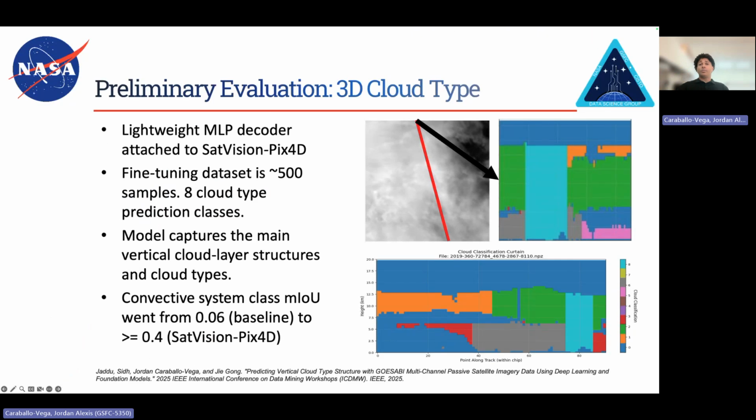The second task was, instead of just reconstructing where the cloud is going to be, reconstruct where the cloud is going to be, but also give me the type. So we have eight different cloud types that we can then use. And the interesting fact is, just by using 500 labels, we were able to match the performance that we had with baseline models. And then as we give it additional labels, we were able to surpass some of the performance, going from 0.06 for some of the different cloud types to 0.4 right now, as we've been testing the downstream task.